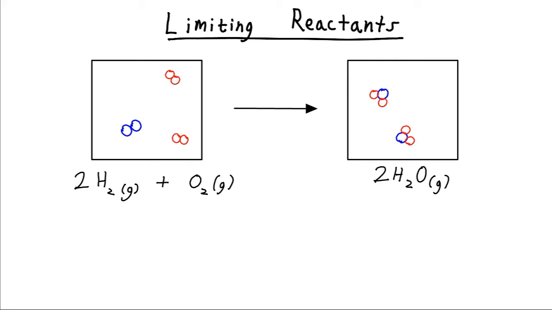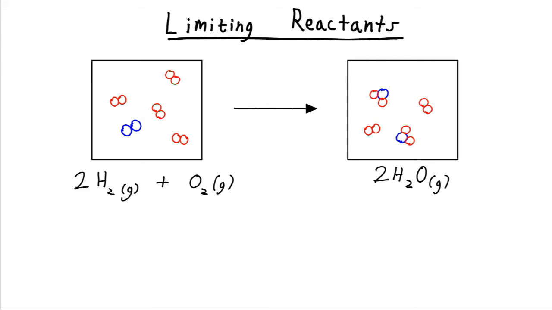Unfortunately, it's very unlikely that when we take our jar of oxygen and our jar of hydrogen and combine them together in the laboratory, we have exactly 2 hydrogen molecules for every oxygen molecule. What's more likely is that we are going to have an excess of one of the substances. Now, if we have an excess of something like hydrogen here, we're obviously not going to produce more water molecules.